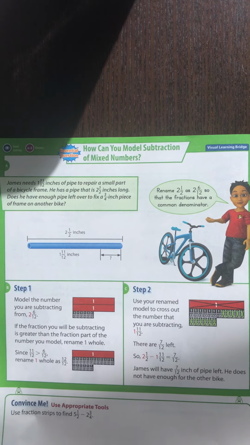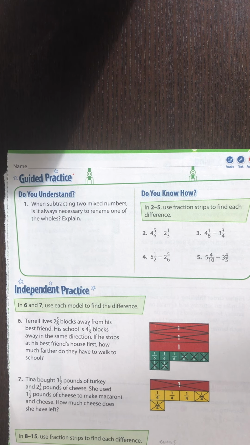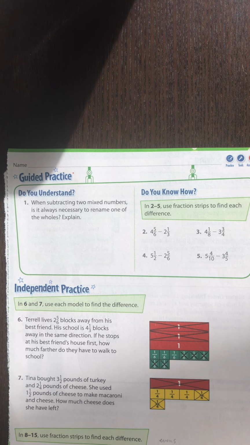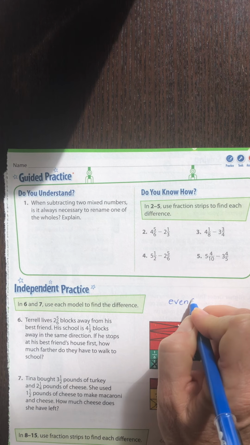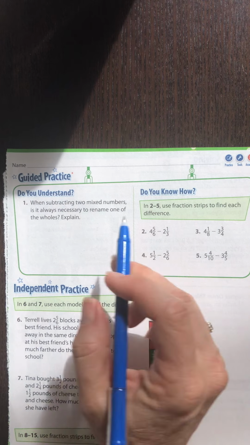All right, this page 302 went along with your visual learning video. You have evens to do on 6 through 15 after we go ahead and do some practice up here. All right, let's start with number 1.